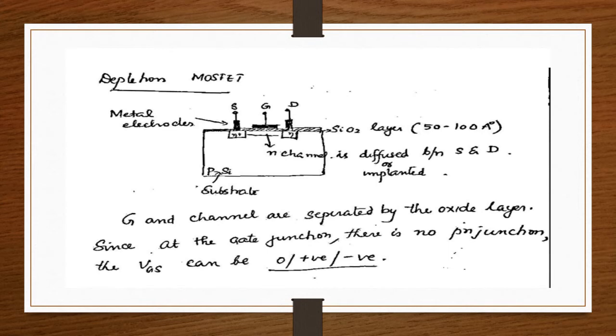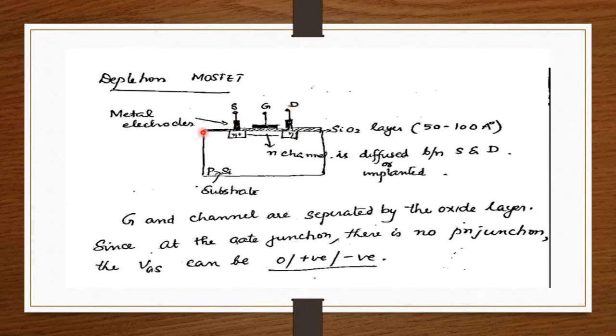The first type is depletion MOSFET. Here we have a P-type silicon substrate, on which two heavily doped N regions are implanted, fabricated on this. N plus represents that these regions are heavily doped. Now these two metal electrodes are connected to these two N regions as source and drain.